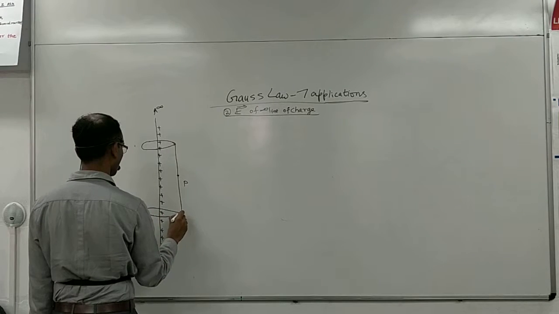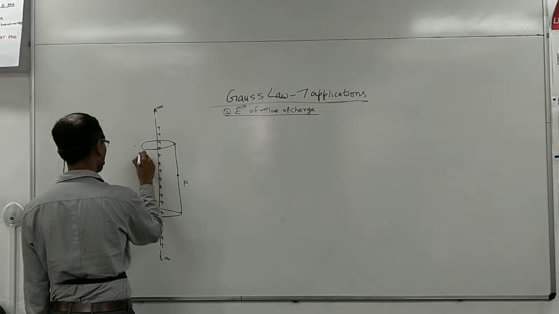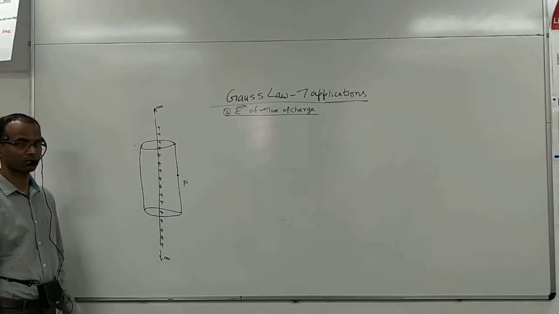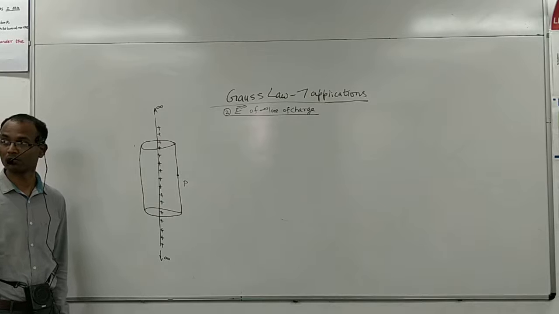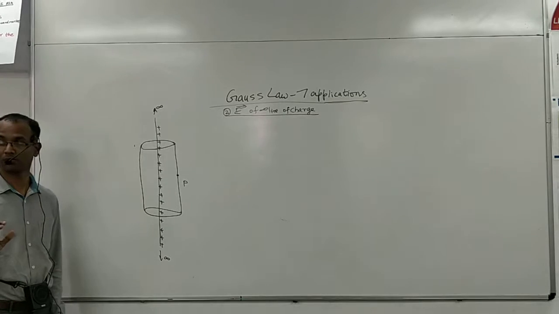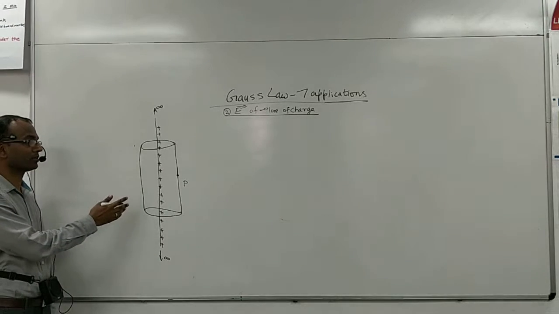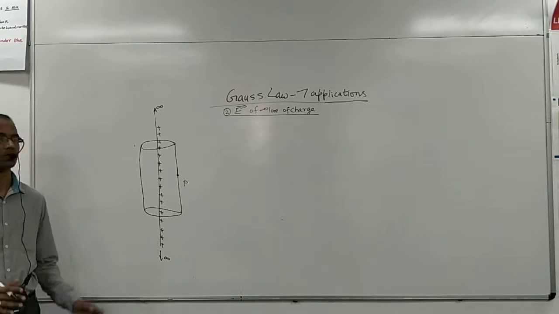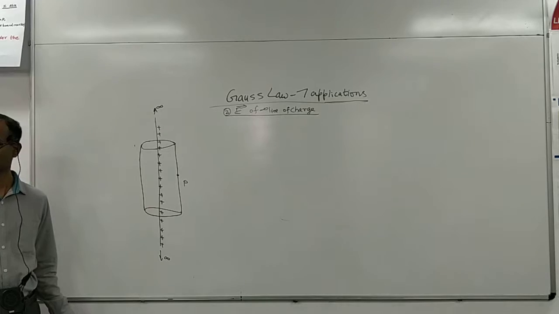Point of interest has to lie on a cylindrical surface, symmetric about the charge area. So you can't have a Gaussian surface which is infinitely long. You can't enclose an infinitely long object, so you will have only a finite-size Gaussian surface.